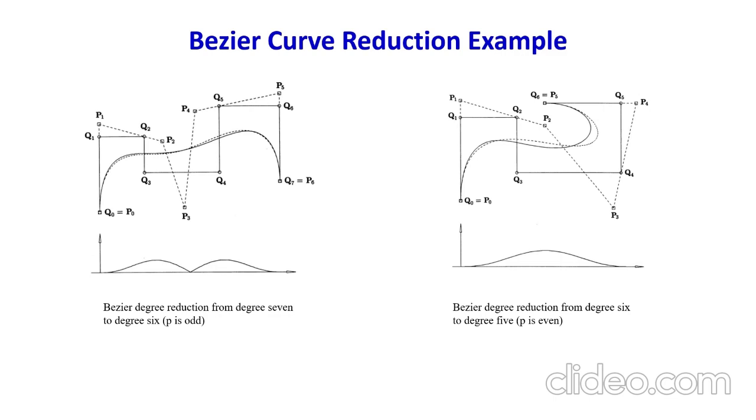So for p even, the maximum error occurs at u equal to half. For p odd, the error is 0 at u equal to half, and it has peaks a bit to the left and right of u equal to half. As you can see in the left figure, which is p odd, there is no error at u equal to half, and it has 2 peaks on both sides. For p even, you can see the error is maximum at u equal to half.